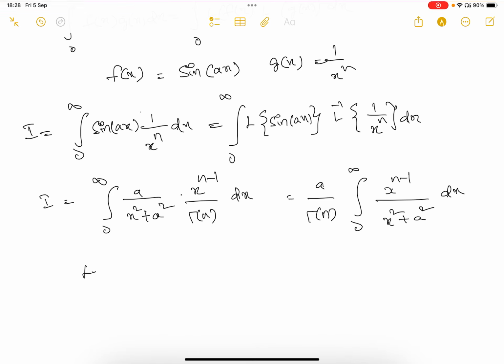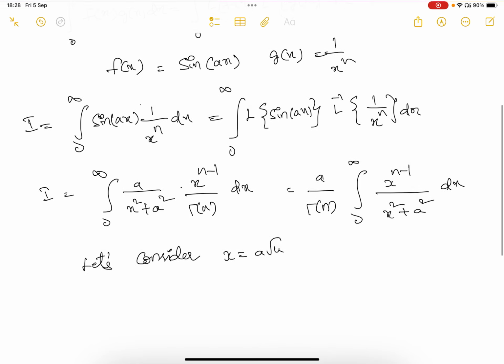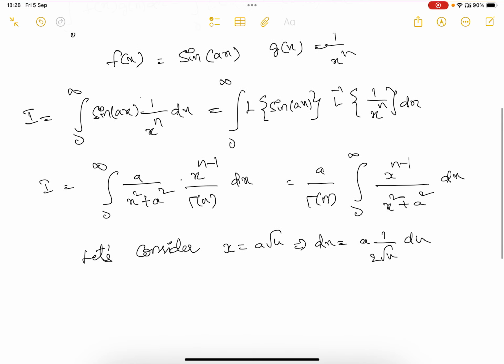So let's make a substitution here. Let's consider x as a into root u. Fine. Then dx will be a into the derivative of root u, which is 1 by 2 root u, right? Then this can be written as a by 2 root u into du. Fine. Then what about the integration limits? If x equal to 0, u will be 0. If x is infinity, u will be infinity. So integration limits will not get changed.